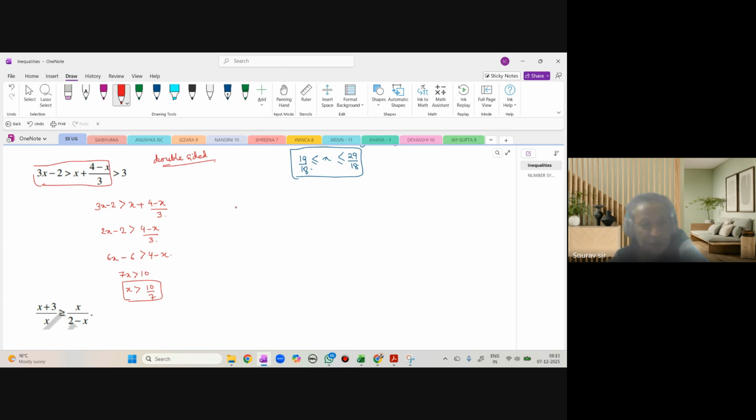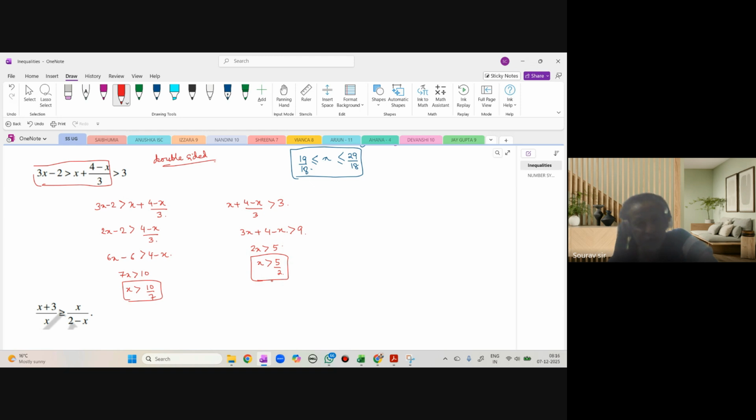From the other side, you have x plus 4 minus x by 3 is greater than 3. So you have 3x plus 4 minus x is greater than 9, or 2x greater than 5, or x greater than 5 by 2. Right? So from one side you get x greater than 10 by 7. From the other side you get x greater than 5 by 2.